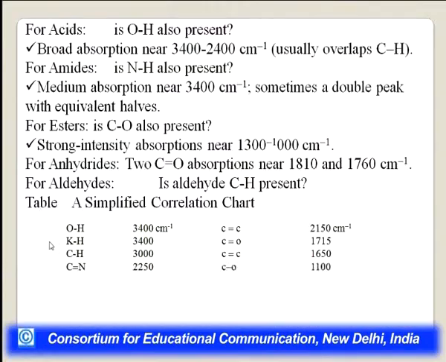For aldehydes, along with the carbonyl group you also have to look for the presence of CH. Here you can see the different values for OH, NH, CH, C double bond N, C double bond C, C double bond O, and C single bond O. These are the different values you can observe for carbonyl compounds along with the derivatives of carbonyl compounds, that is, acid or amide, or ester, or anhydride.